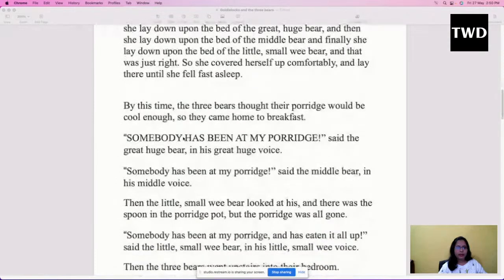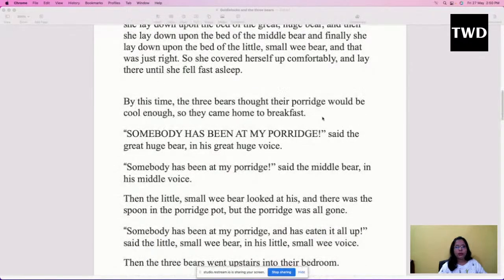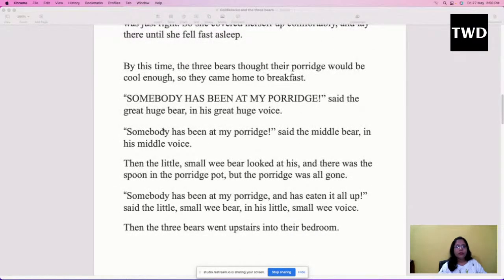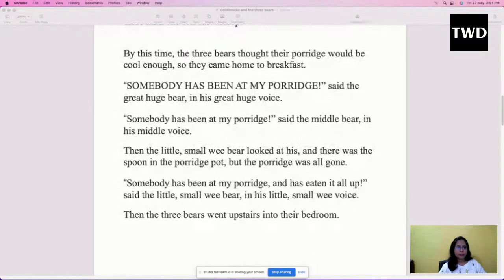By this time, the three bears thought their porridge would be cool enough. So they came home to breakfast. "Somebody has been at my porridge," said the great huge bear in his great huge voice. "Somebody has been at my porridge," said the middle bear in his middle voice.